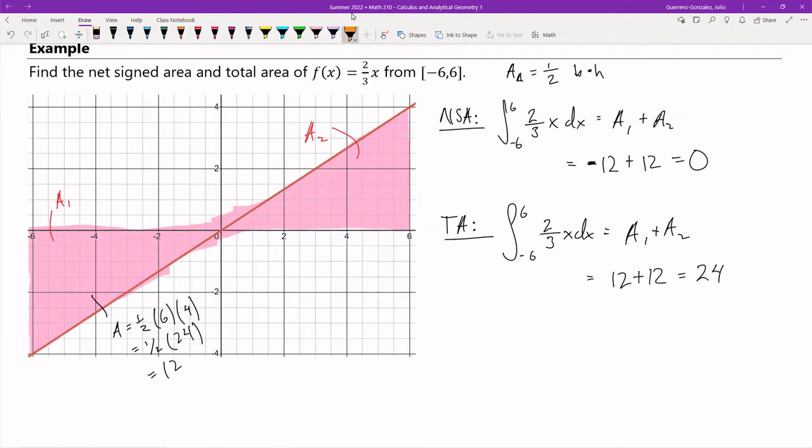So this is the thing that you guys probably were sort of tripping out on when you guys were doing the quick checks. Which one is it? Is it 0 or is it 24? The answer is it's both, right? It depends on which one you're looking at. Okay.